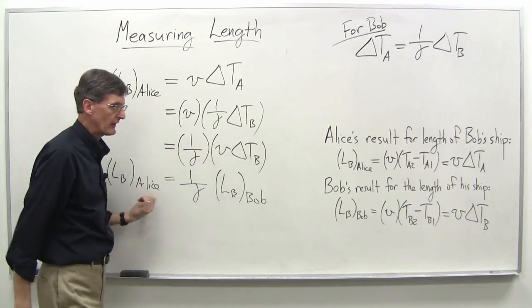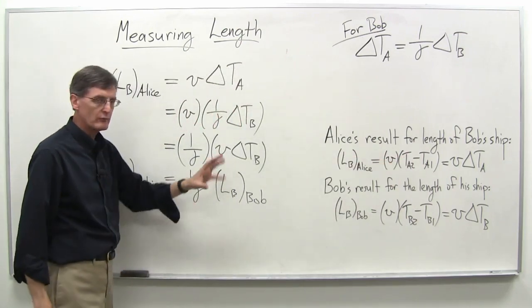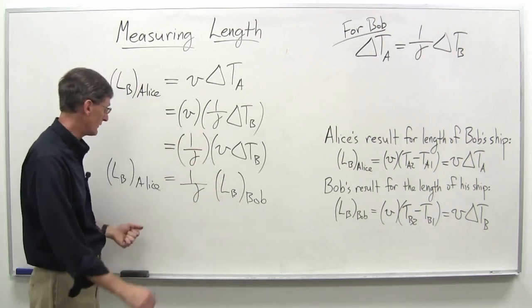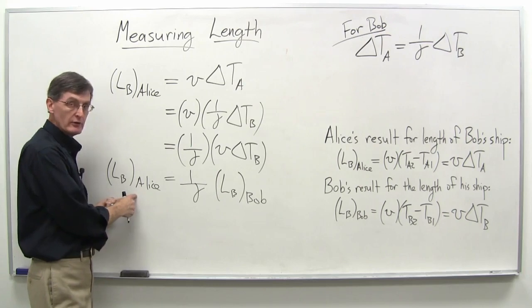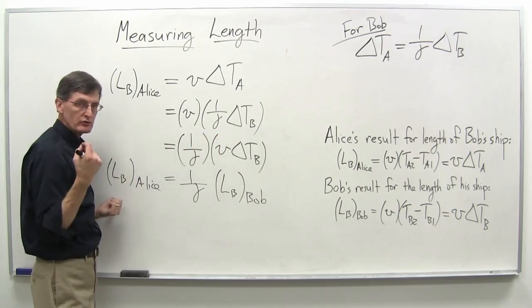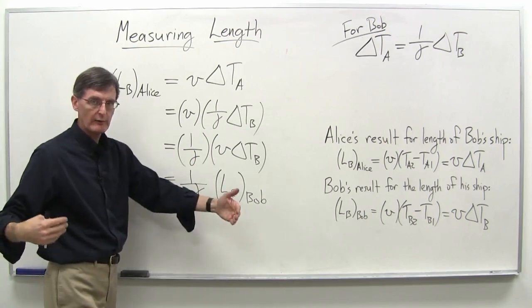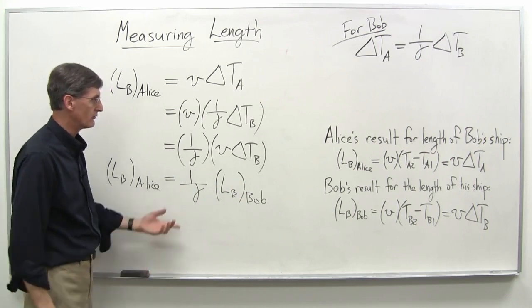Earlier we didn't specify that because we couldn't necessarily tell just from the results there which one was less and which one was more. We could see they were different. Here is quantitatively how they're different. When Alice measures Bob's moving spaceship, the length of it, she'll get a result that's 1 over gamma times the length of whatever Bob gets from being on his own spaceship, at rest as far as he's concerned.